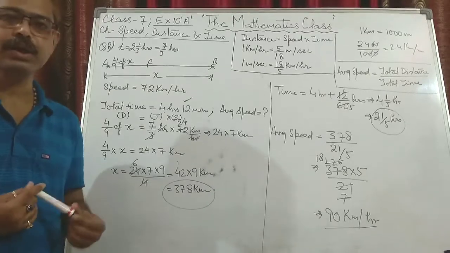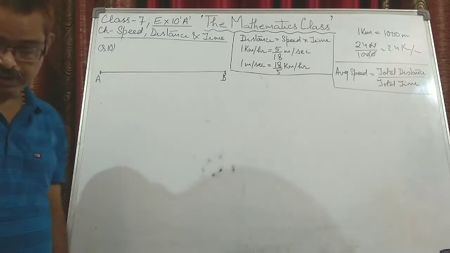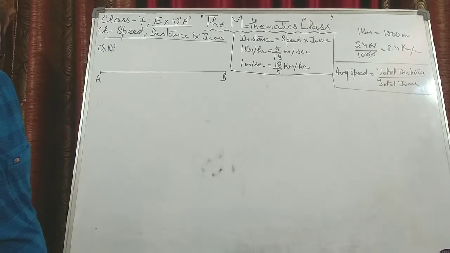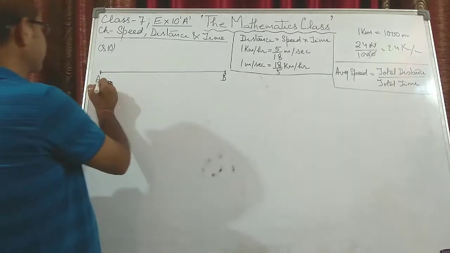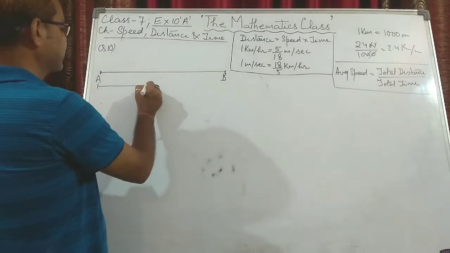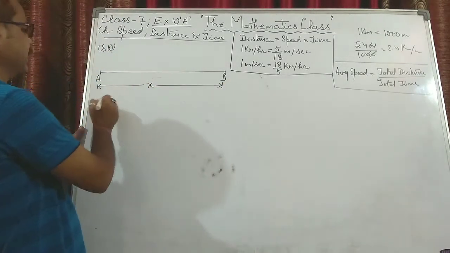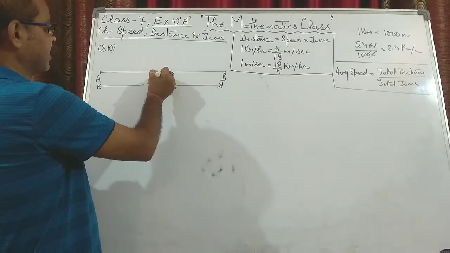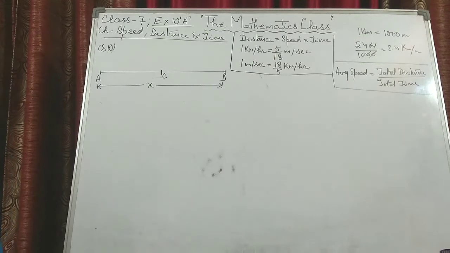Now we move on to the next question. Next I have taken question number 10. I'll read out the question. They say a motorist traveled half of his journey at 60 km per hour. Let this total journey be from point A to B and let us assume that this total distance is x kilometers. They say he traveled half of the journey. Let's say point C is the half of the journey.